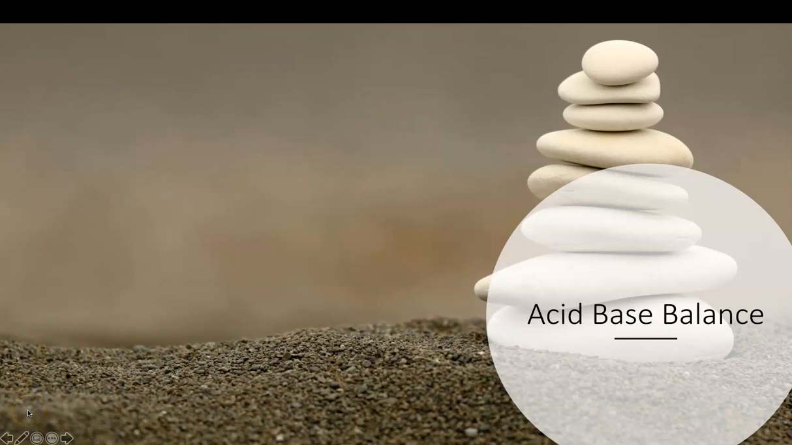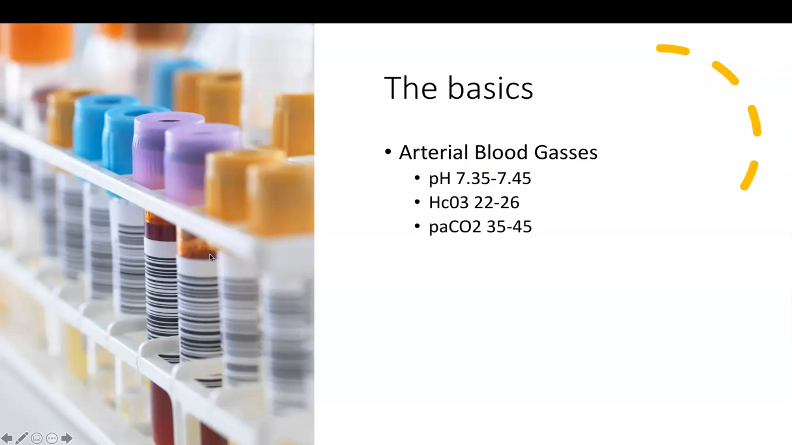Right, so we're going to go over acid-base balance. And for this, we're going to start looking at the basics of ABGs. For ABGs, you're looking at your pH first. Normal pH is between 7.35 and 7.45. Your bicarb is between 22 and 26.